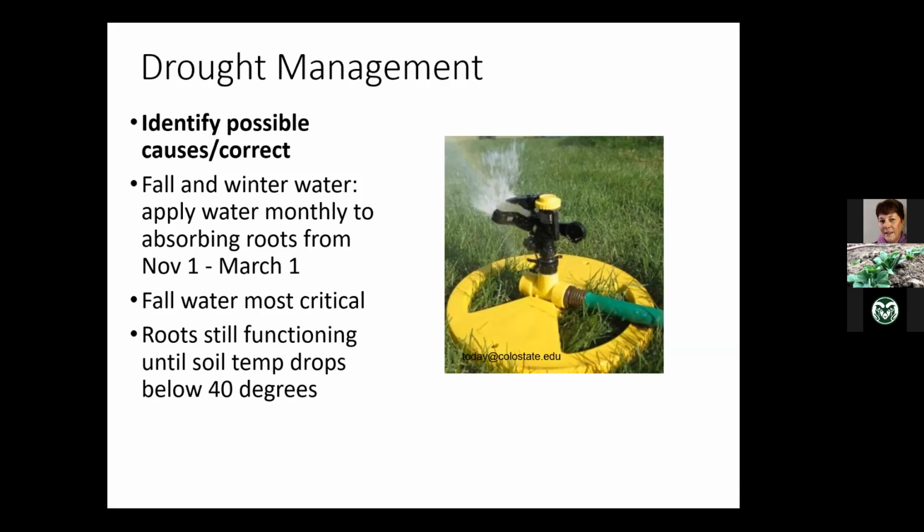And so when we water in the fall, it actually helps our trees and shrubs leaf out in the spring because they've been able to bring up a little water. They've actually been able to maybe store a little bit more energy, and that helps them leaf out in the spring.